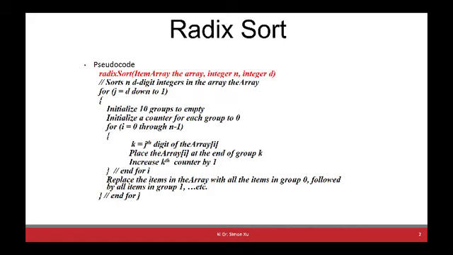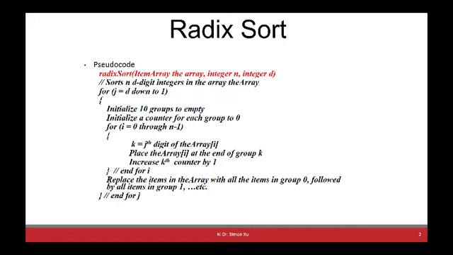And then we initialize the 10 groups to empty at the beginning, and we initialize a counter for each group to 0. Then in the for loop, we go through the n data to put them into corresponding buckets according to the value of that corresponding digit. And then replace items in the array with all items in group 0, followed by all items in group 1, group 2, and so on. We just repeat this until we finish the leftmost digit.